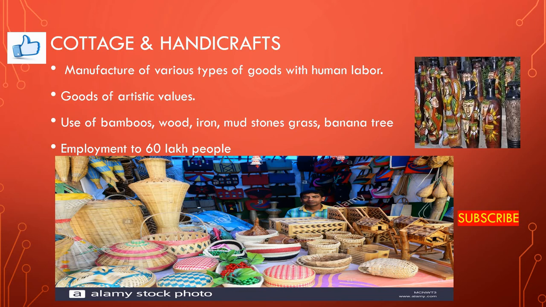as their raw materials. Today you may be knowing, in case of choultries or in case of the Kalyana Mandapas, during the season of marriage, the waste of banana tree can be used to build a decorative mandap during the season of marriages. They provide employment to nearly 60 lakh people. You can see the various products of the cottage and handicrafts here.